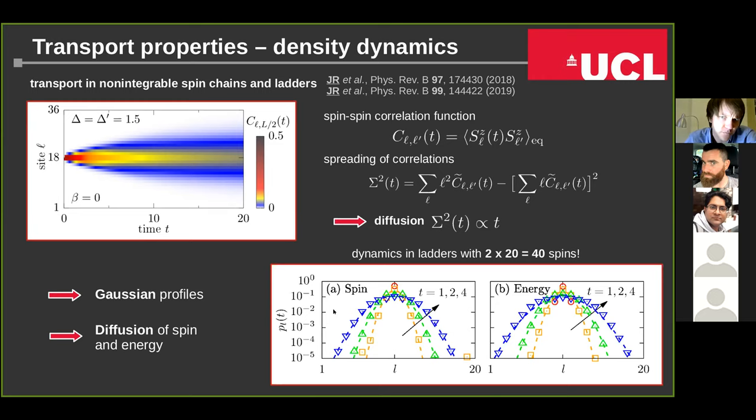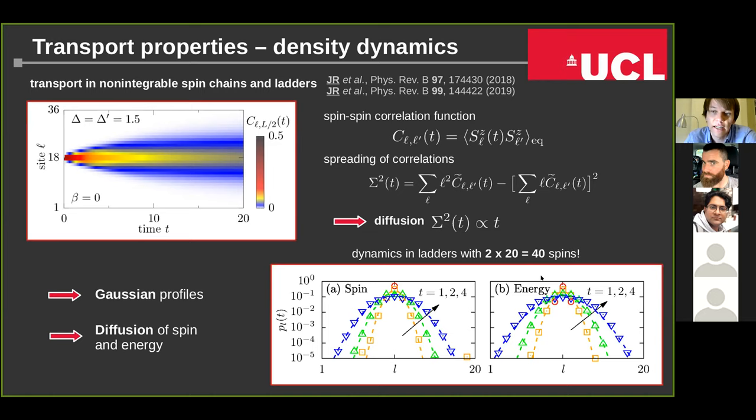So let me just make one quick comment about the system sizes that you can reach here. Here you already see it. It's a spin chain with in total 36 lattice sites. So this is definitely larger than you can do with exact diagonalization. And also here on the bottom, the sites are labeled from 1 to 20, but actually this is data for a spin ladder. So this is actually data for 2 times 20, so 40 spin 1/2. And this is exact time evolution.